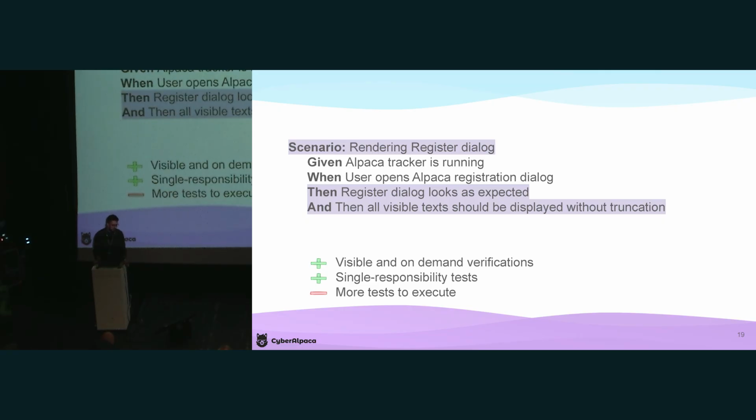So when the application is running, user opens the registration dialog. Then we verify if the dialog looks as expected. So we verify layout. And then we verify if all visible text is not truncated, if it is displayed correctly. So again, our verifications are visible right away. We know which test focuses on functionality and which test is focusing on layout checks. Our tests have just a single responsibility, which usually is good. However, it leads to longer execution times, and we need to put some initial effort into creating such tests.